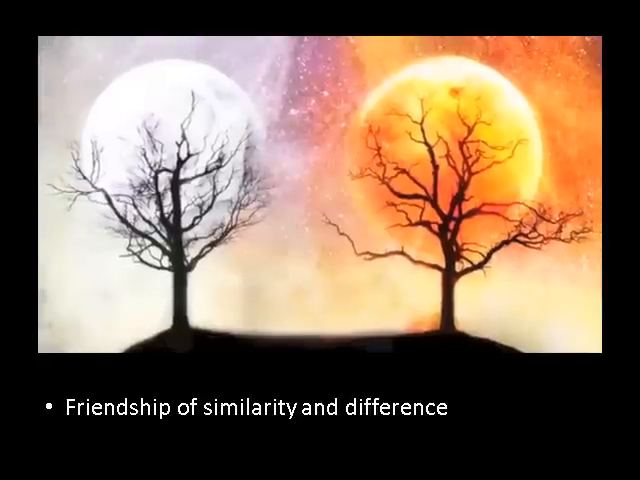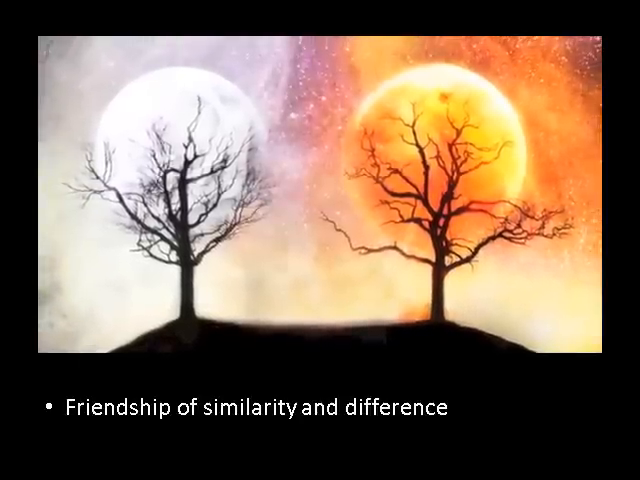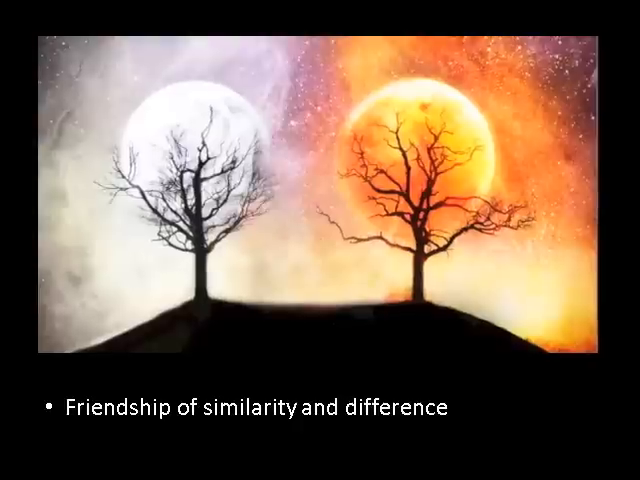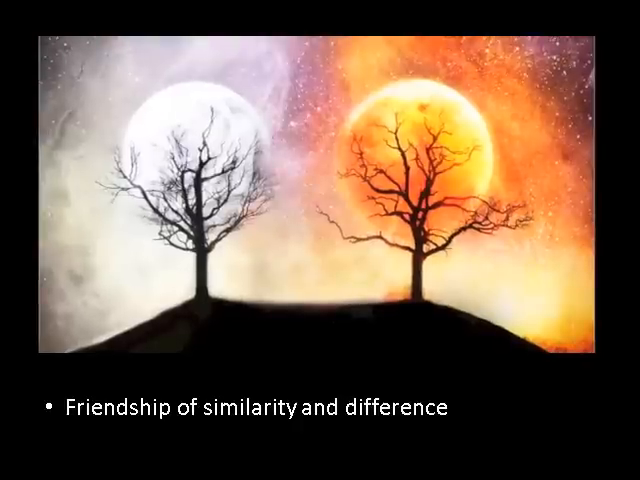In describing the friendship with her best friend, Genni used a picture of two trees with slightly different shapes standing next to each other with the moon and the sun as their background. The image captured their friendship. They are similar yet different. They are complementary and indispensable to each other.